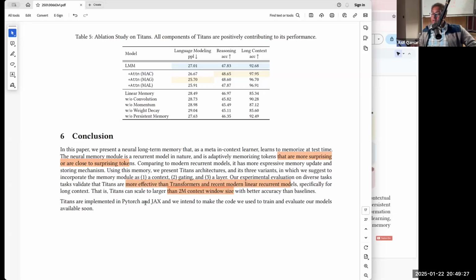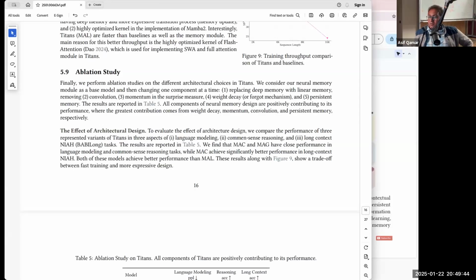Titans are implemented in PyTorch and JAX, and we intend to make the code we use to train and evaluate the model available soon. Hopefully, once it is released, we will meet again and then run the code. All right. Okay, then.